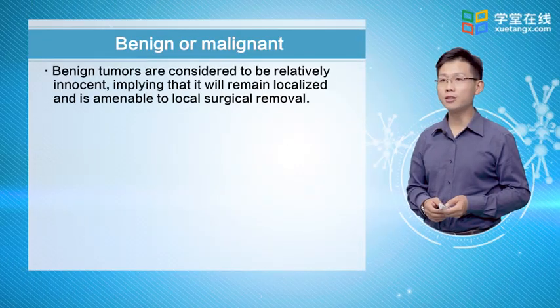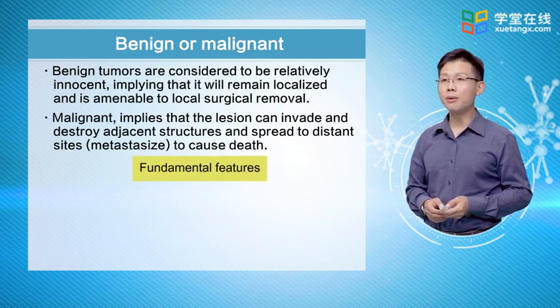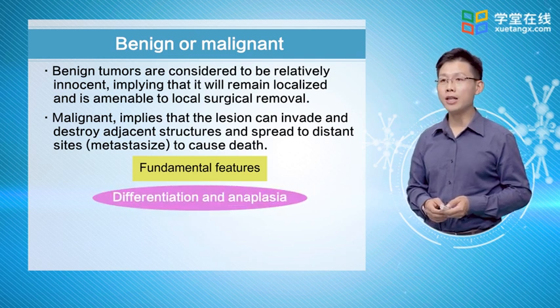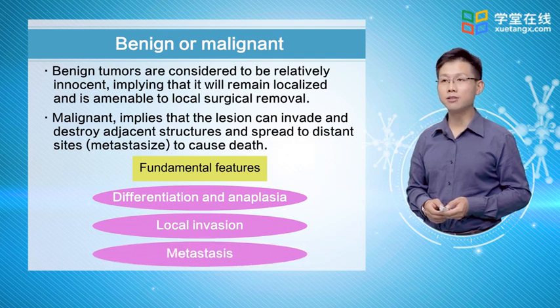We will further discuss the basic terms associated with tumor, features used to distinguish the benign from malignant tumor. There are 3 fundamental features by which most benign and malignant tumors can be distinguished: differentiation, local invasion, and metastasis.